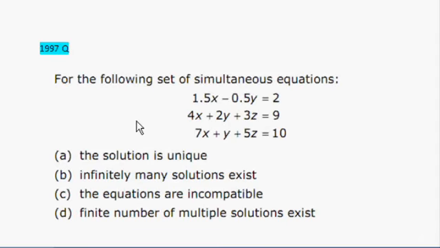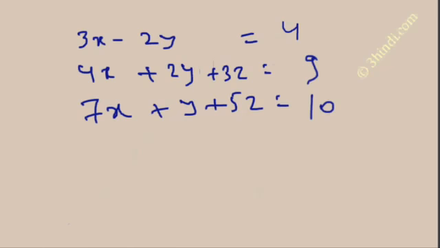This is the 1997 question. For the following set of simultaneous equations, I need to find out whether the solution is unique or no solution exists. I have already explained how to check this, whether any solution exists or not. You need to find the determinant value of A, and if the rank of A is 3, then definitely there is a unique solution. You can write it in a simplified way by multiplying by 2: 3x minus 2y is equal to 4. This is the simplified form of the equation.